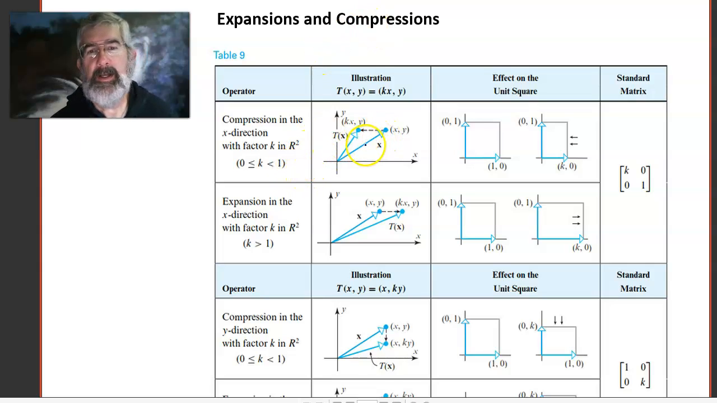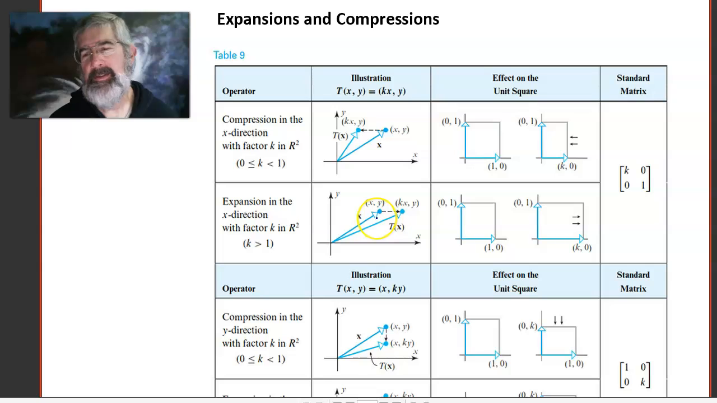What's happening here is the point (x, y) is being sent to the point (kx, y). So either k is less than 1, they're taking k to be positive here, so between 0 and 1, in which case the x value is getting smaller, or k is bigger than 1, in which case the x value is getting bigger. It's really the same thing. If you look at the matrix, it's [k 0; 0 1]. This is the matrix that achieves this transformation.